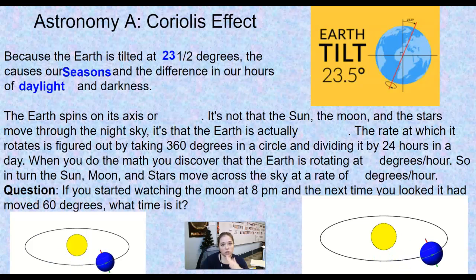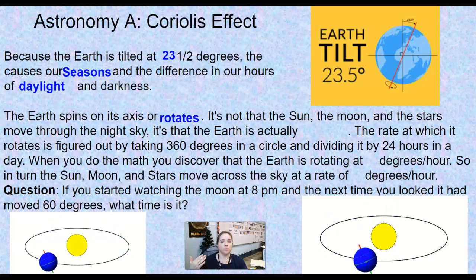That tilt is huge. So the Earth spins on its axis, or rotates. Very important you guys get that it rotates. Anytime I've been telling you it rotates, because that word gets very much confused with revolves. Those are two different things. So make sure you highlight or something so that you understand rotate. That's spinning in a circle. It's not that the sun, moon, and stars move through the sky at night. It's that the Earth actually is rotating.